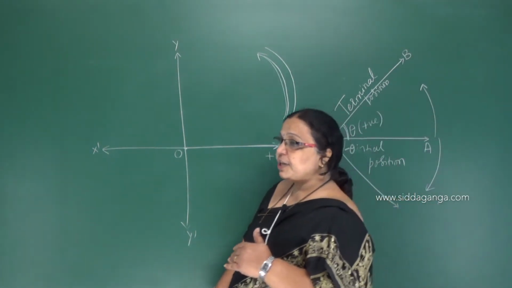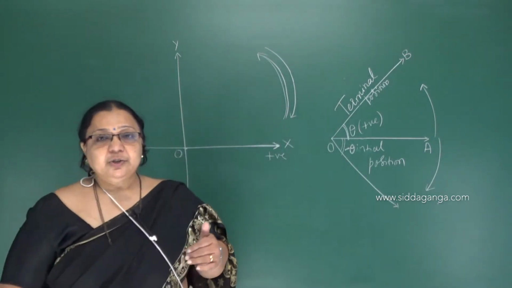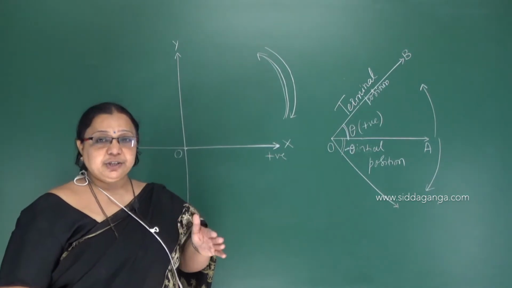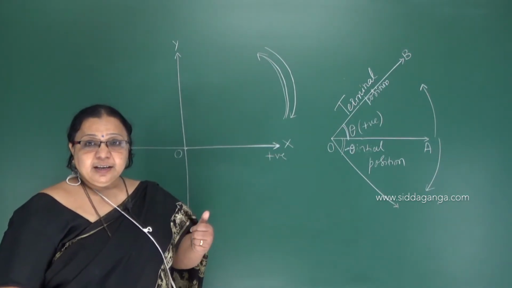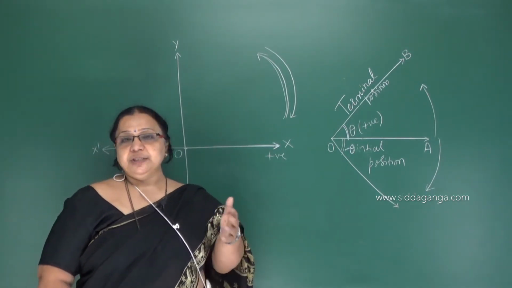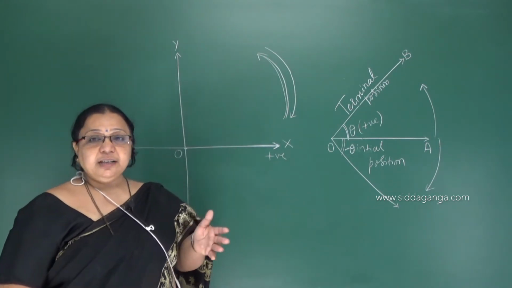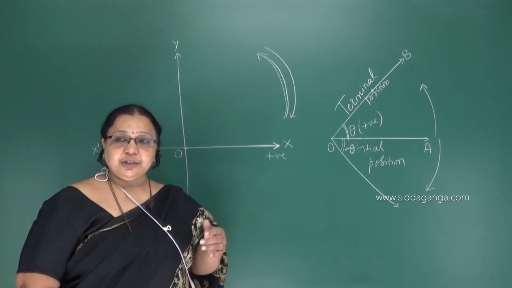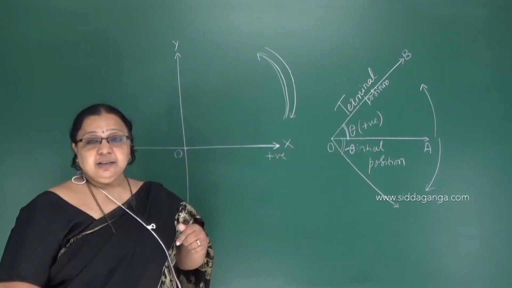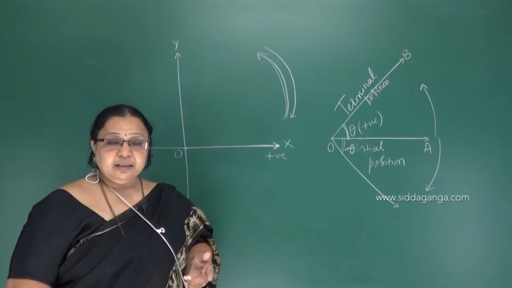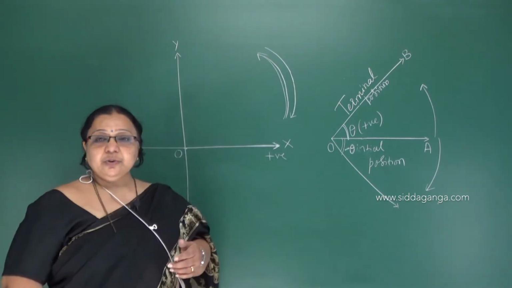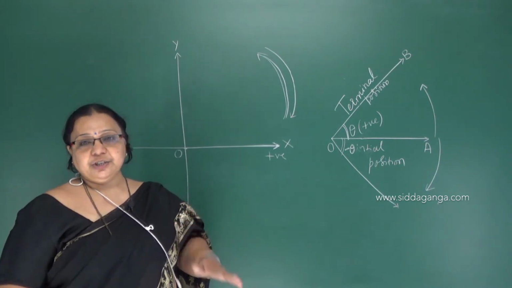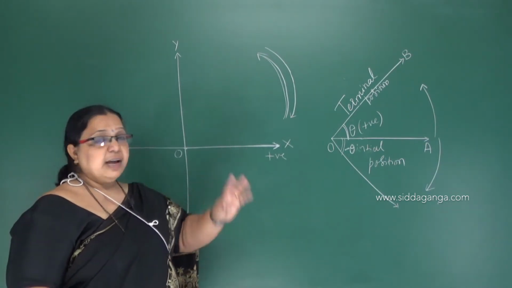The angle is taken as negative if it is measured in the clockwise direction. Conversely, if the angle has a positive sign, it is understood that it is measured in the anti-clockwise direction. If the angle has a negative sign, then it is understood that it is measured in the clockwise direction. So that is about angle.